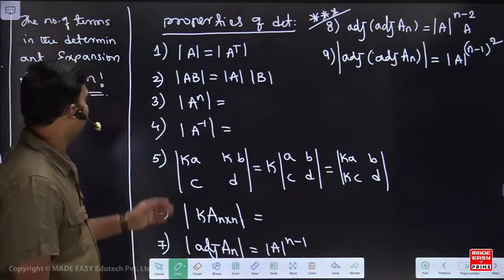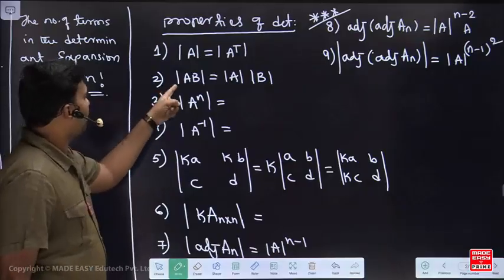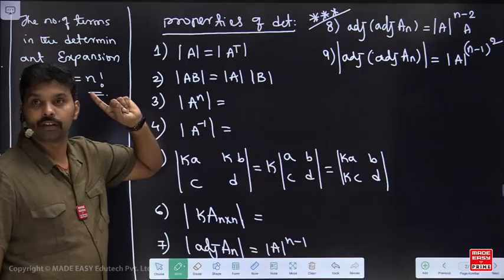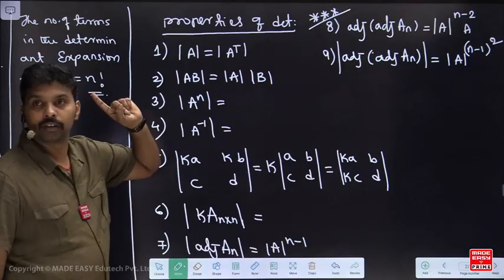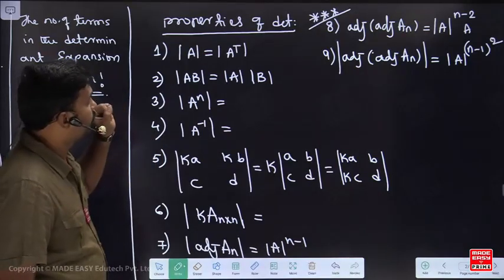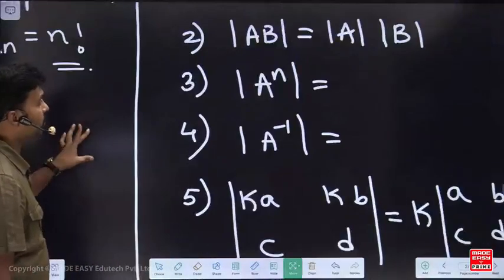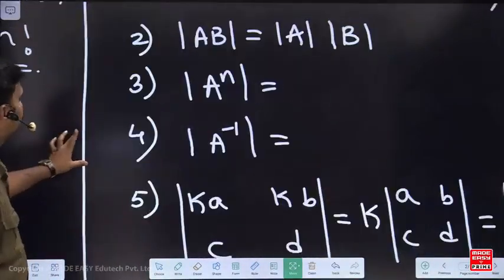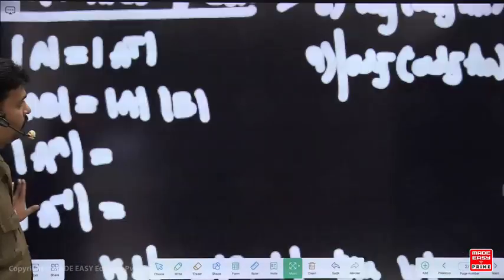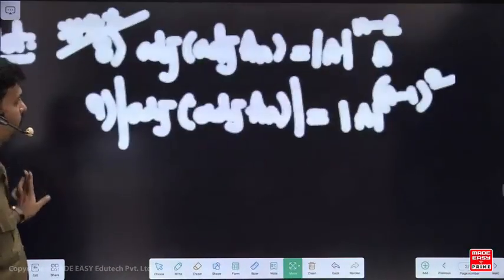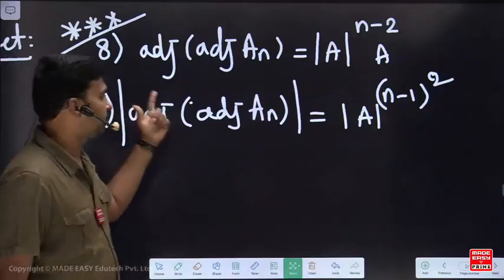Yes. Now coming to this here, mod AB is equal to mod A into mod B here. Why is it not clearly visible, my dear? Let me do one thing, I will enlarge it a bit. Now write, beta, the 8th and 9th.